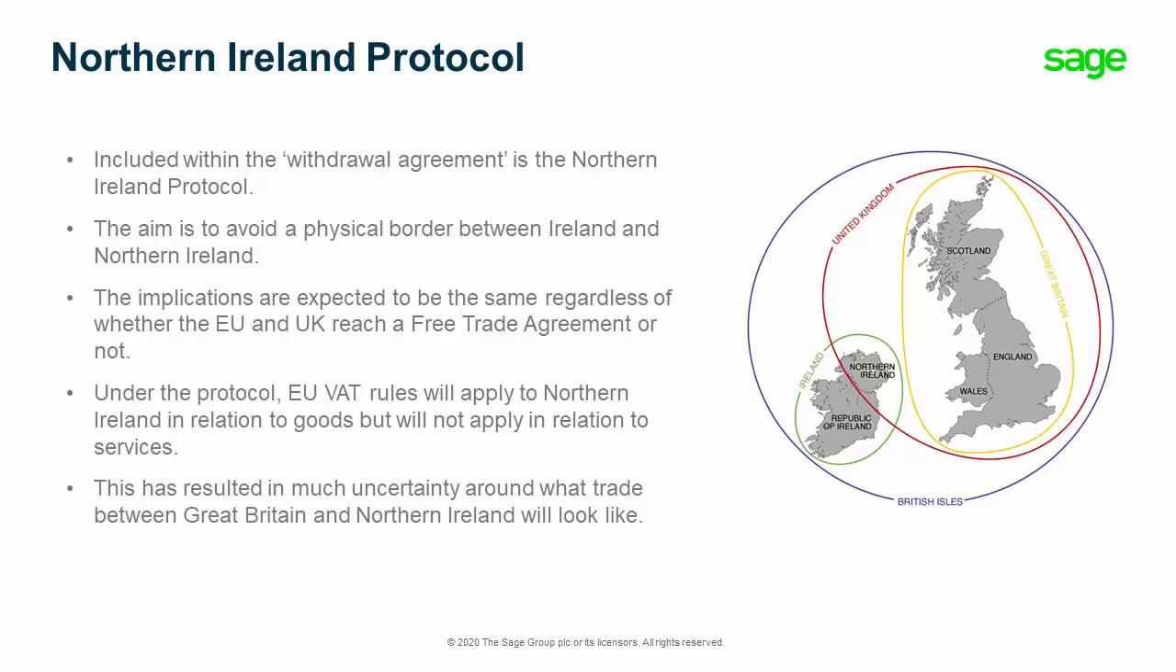Well, the aim of it is to avoid a physical border between Ireland and Northern Ireland. The implications are expected to be the same regardless of whether the EU and UK reach a free trade agreement or not. And under the protocol, EU VAT rules will apply to Northern Ireland in relation to goods, but will not apply in relation to services.